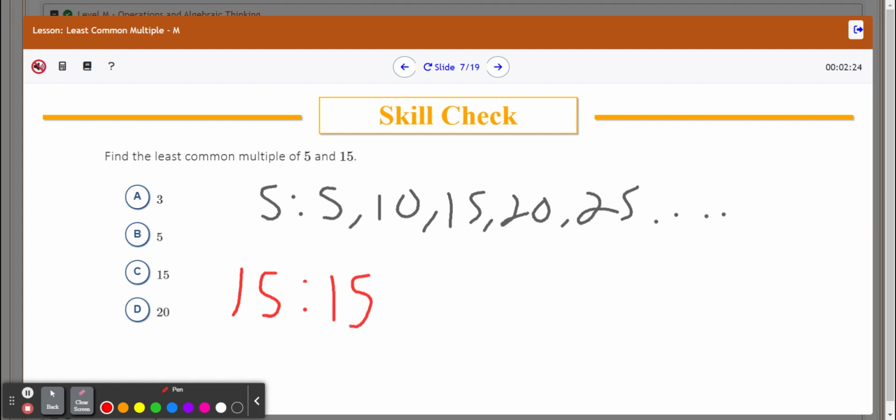15. So again, a number can be its own multiple. So don't let that confuse you. The number itself can be its own multiple, just like it's its own factor. So here we have the LCM of 15.